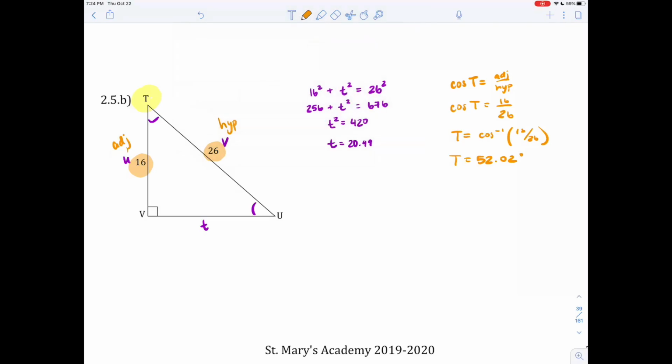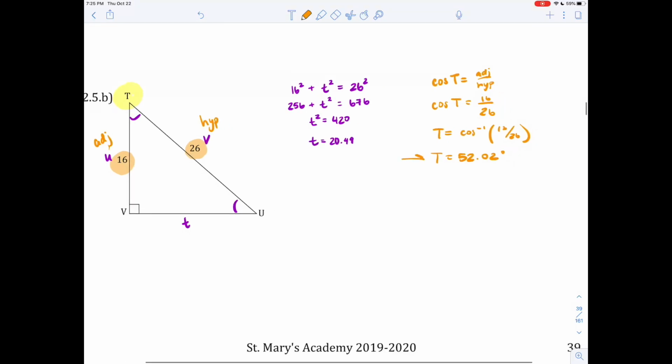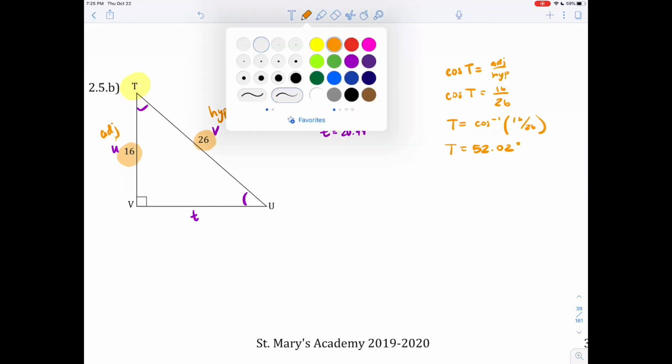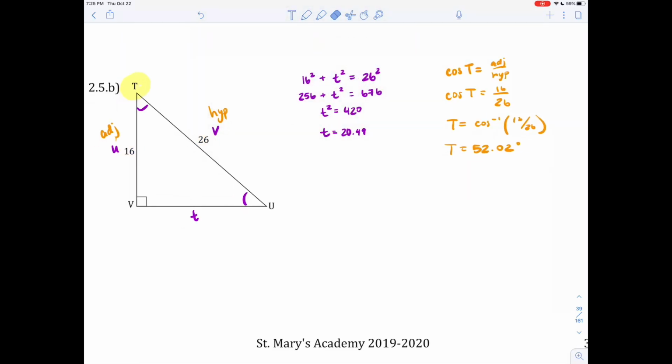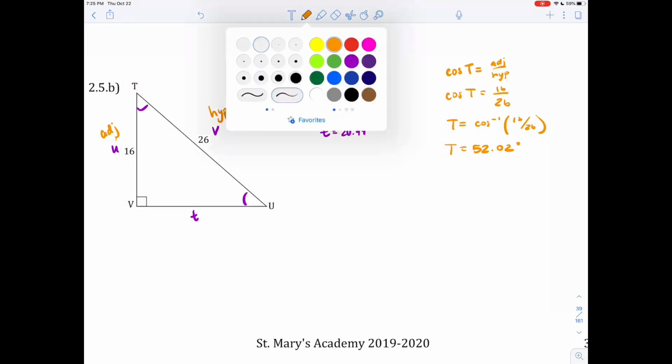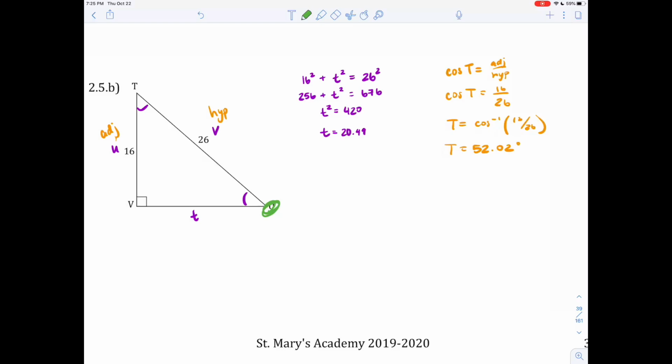Now, I could very well at this point take my 180 and subtract my 90 and subtract my angle T to find my angle U. However, if I made a calculation error here, it's not going to provide me the most accurate information for angle U. So we are going to continue to use that information provided to us to solve for angle U, just to be on the safe side here.